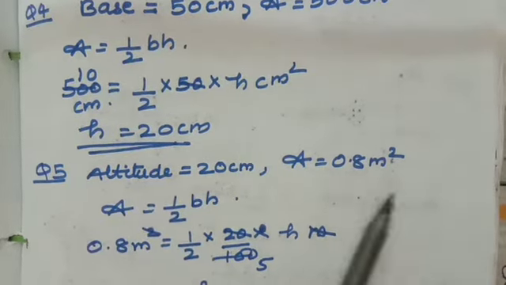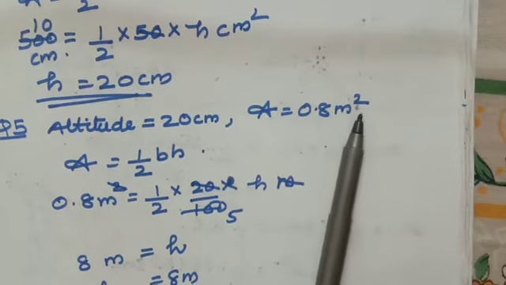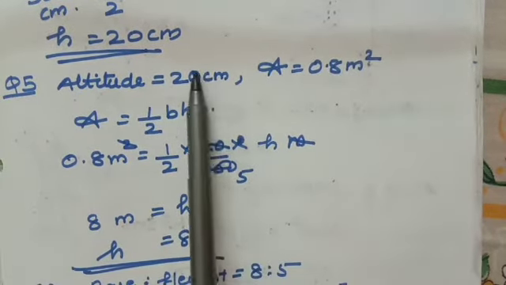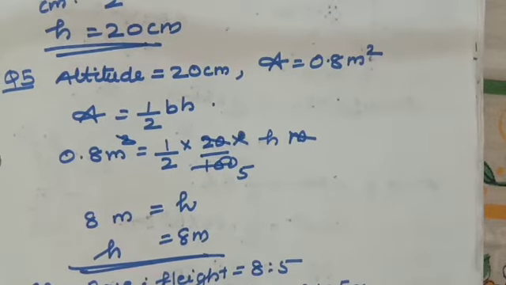Now question number 5, find the base of a triangle whose altitude, meaning height only, is 20 centimeter, area 0.8 meter square. Convert centimeter to meter by dividing by 100. You will get height equal to 8 meter.